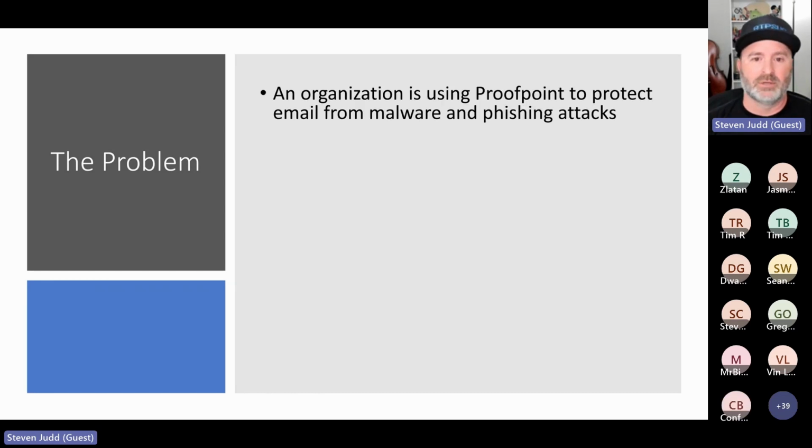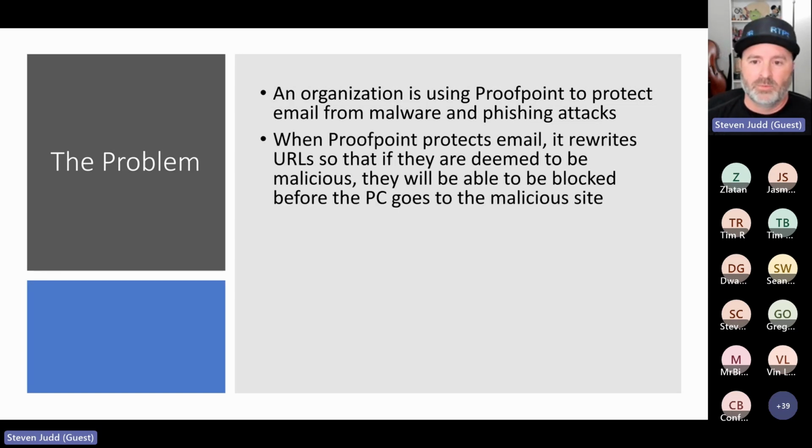What is the problem we're going to solve in our sample here? We have an organization that's using Proofpoint to protect their email from malware and phishing attacks. When Proofpoint protects the email, it rewrites the URLs so that if they're deemed to be malicious, they are able to be blocked before the PC goes to the malicious sites.